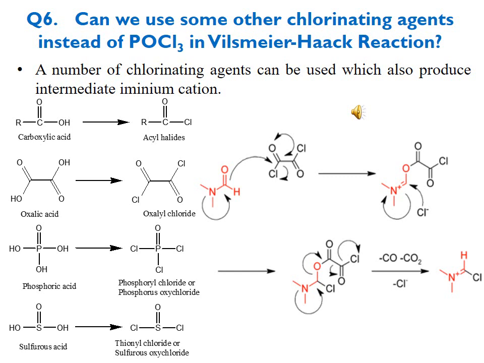If we use oxalyl chloride, here you can see the reaction of oxalyl chloride with dimethylformamide, and the mechanism of the reaction is the same as we discussed during the lecture. This reaction is given to show that after the reaction of oxalyl chloride and a number of steps, we obtain the iminium cation intermediate with the formation of certain byproducts.